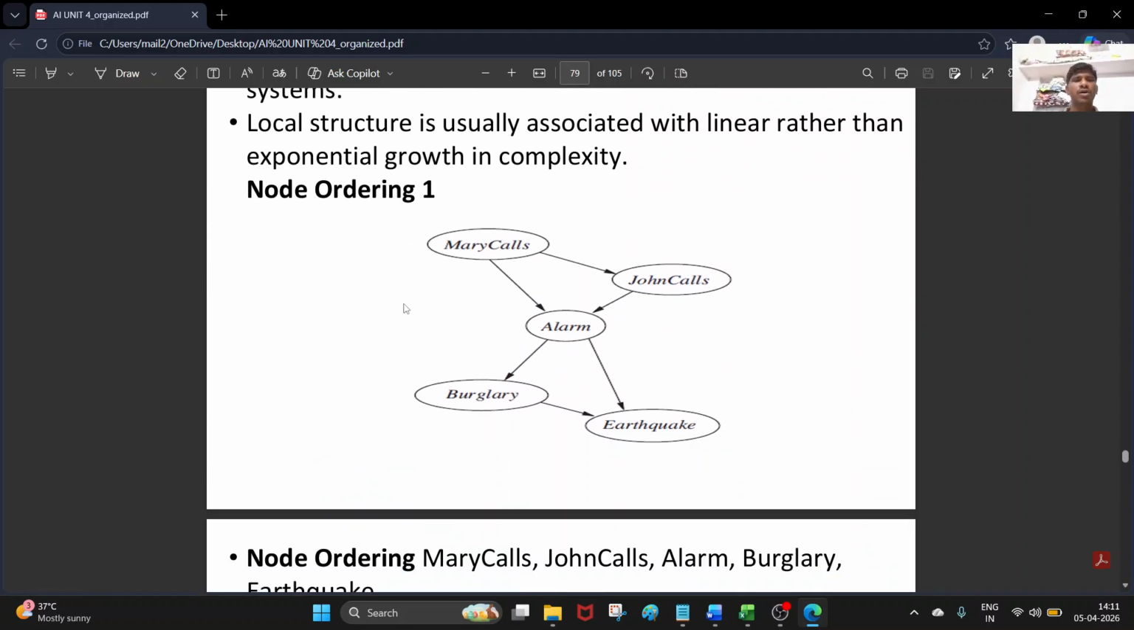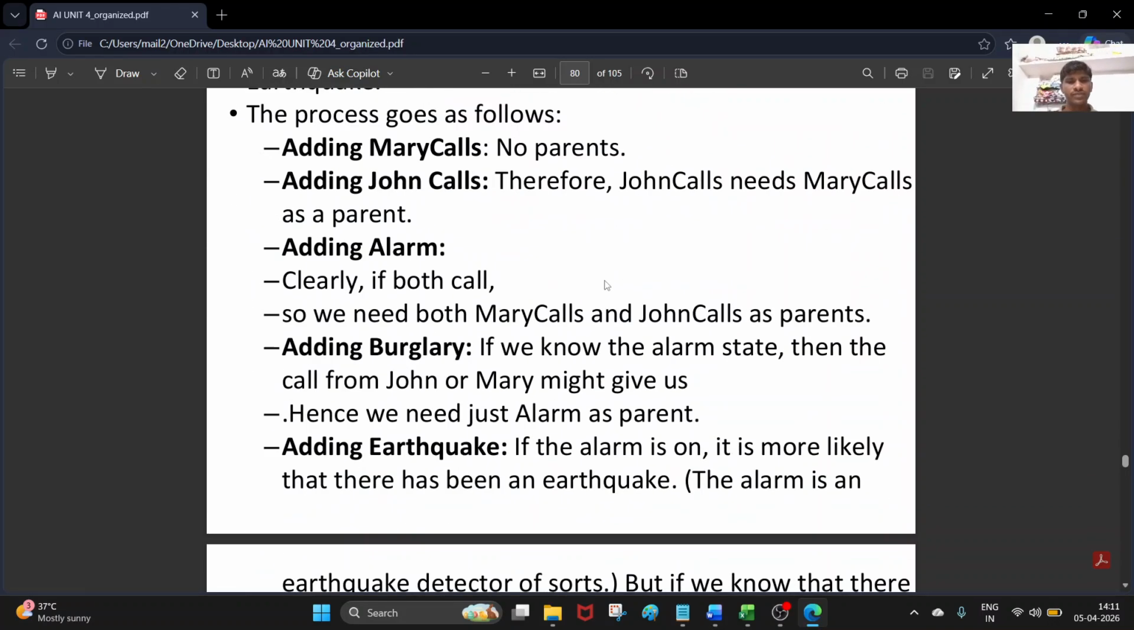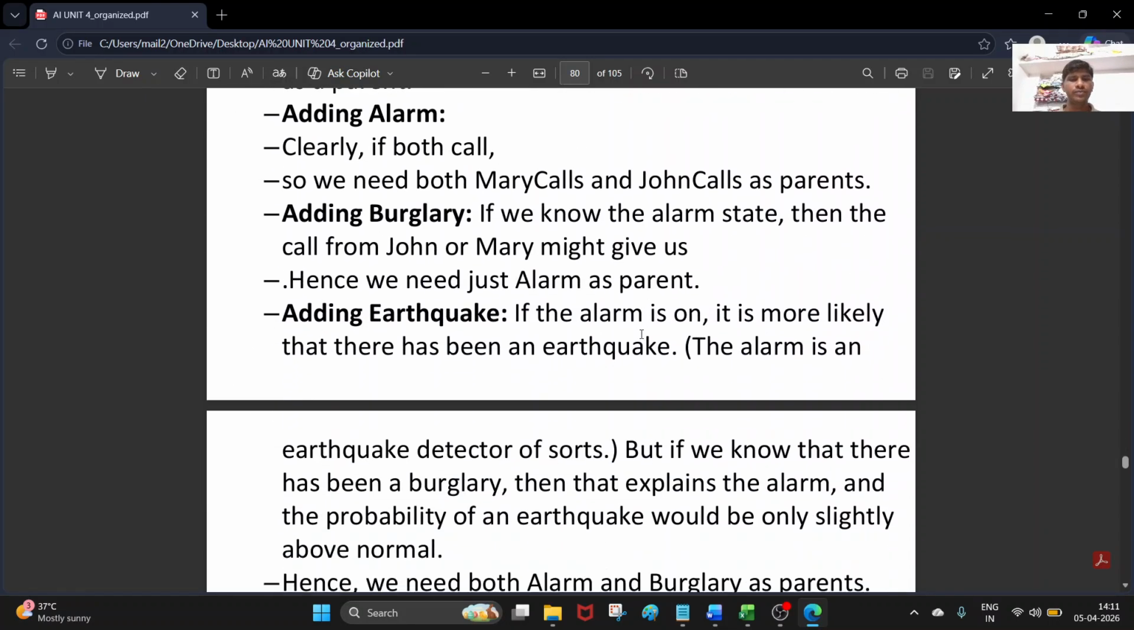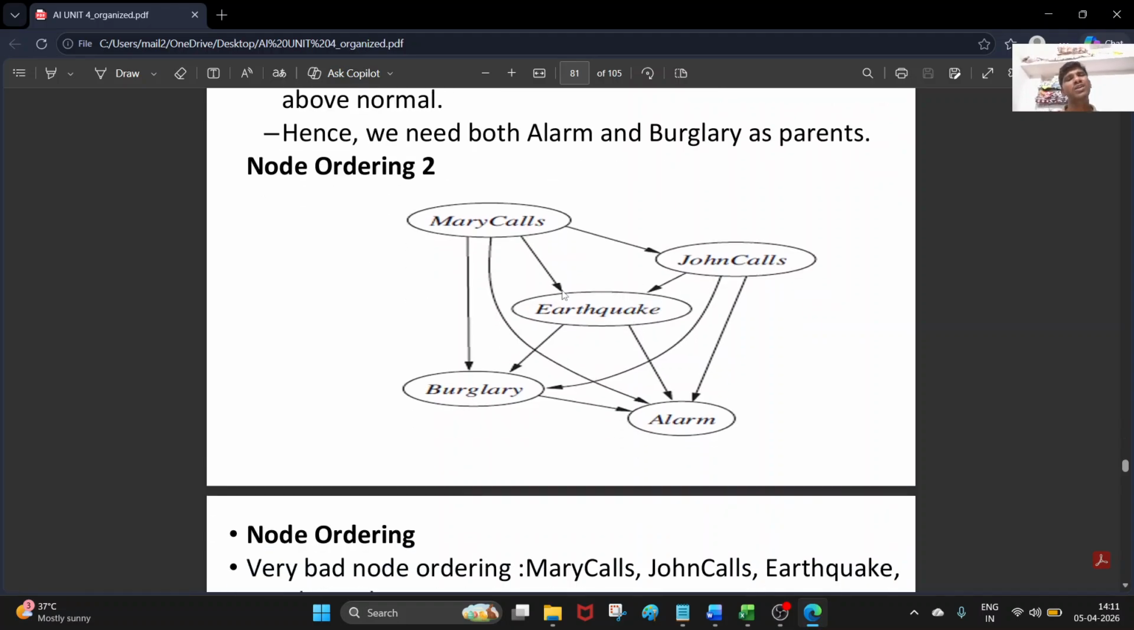Here let us consider node ordering one. First let us consider the node Mary calls as the first node. Then the next node is John calls. So John calls and alarm have a parent, Mary calls. Similarly for alarm, we have two nodes, burglary and earthquake, and for them there will be a parent called alarm. If you order like this, at last you will conclude that burglary and earthquake cannot be children, they must be parents. So again we are restructuring. It is one kind of node ordering.